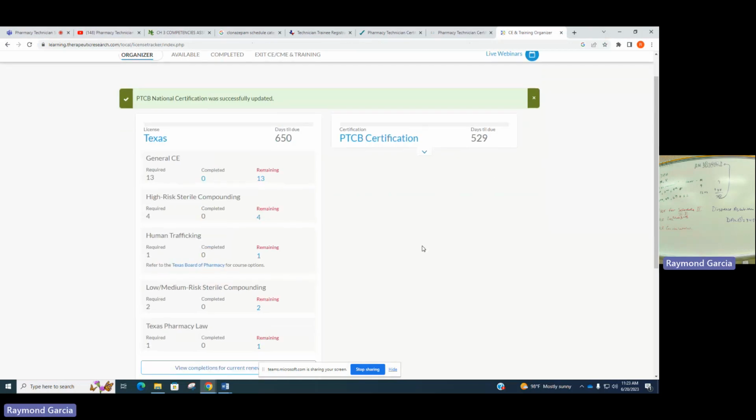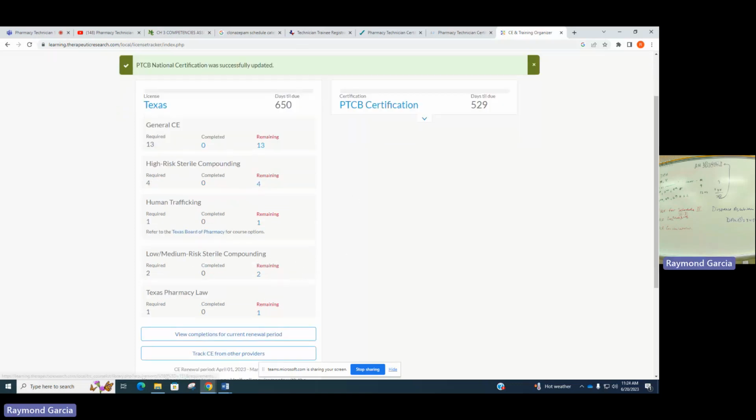All right. So these general CE hours, I got 13 on this one. High risk sterile compounding, I did 4 hours of this. 1 hour of human trafficking. Then you got low to medium risk sterile compounding. I got 2 hours in this, or no, actually I didn't complete. Actually, it shows that I've got to renew by next year. So they've already restarted all this.